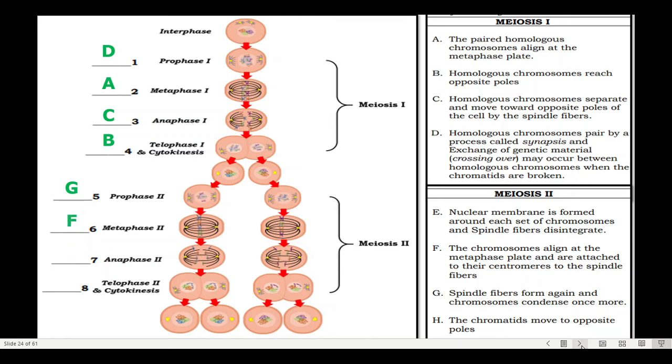Next, metaphase. Magmi-meet ulit sila sa gitna. So, the chromosomes align at the metaphase plate and their centromeres are attached to the spindle fibers. Next, anaphase, maghihiwalay ito ulit. The chromatids move to the opposite poles.